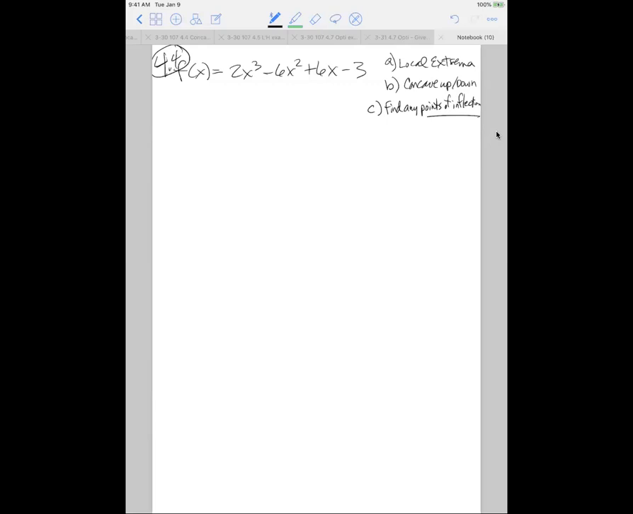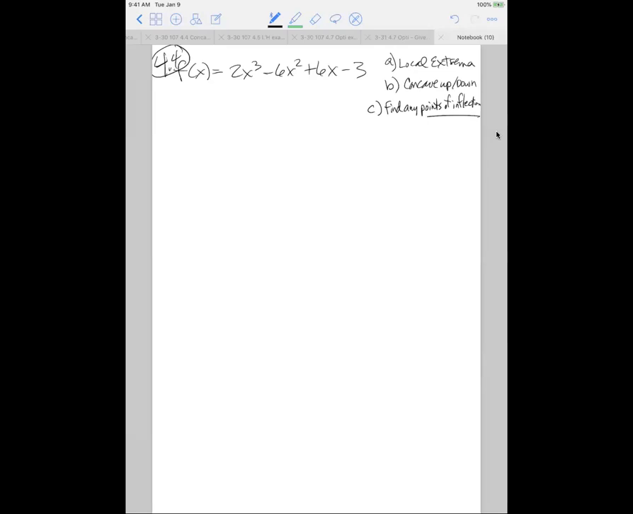And the instructions are: determine any local extrema, determine where it's concave up and concave down, and find any points of inflection. Notice that the first derivative test finds local extrema, but the second derivative test does too. Since we're only finding concave up and concave down, we don't have to do the first derivative test. All we need is the second derivative test. So we do need a critical point, so I need to take the first derivative and set it equal to 0, but I don't need to use the first derivative test.